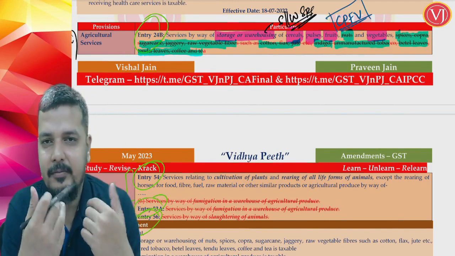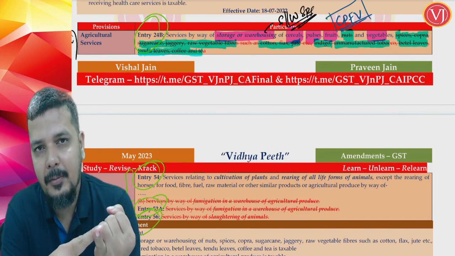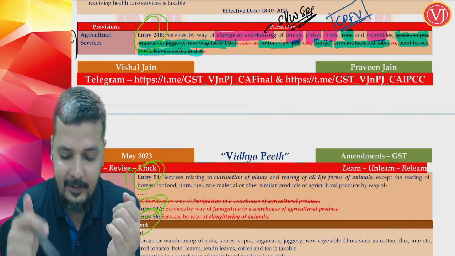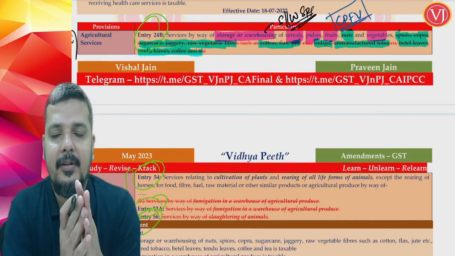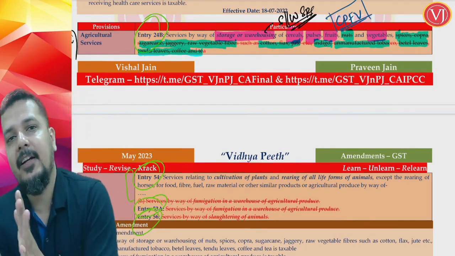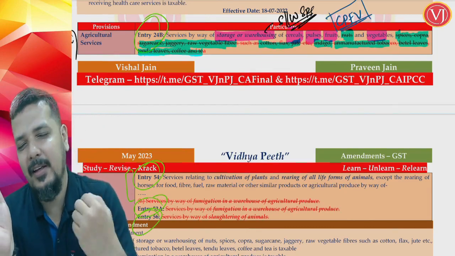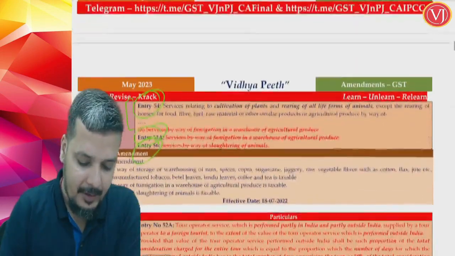Now the exemption is removed. So storage and warehousing of agricultural produce, your cereals, pulses, fruits, vegetables, still is exempt. Storage and warehousing of any other item, including nuts, spices, copra, sugarcane, jaggery, etc., is taxable. That is the impact of the amendment in 24B.